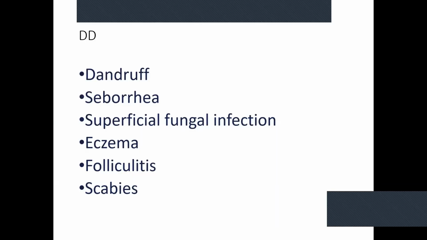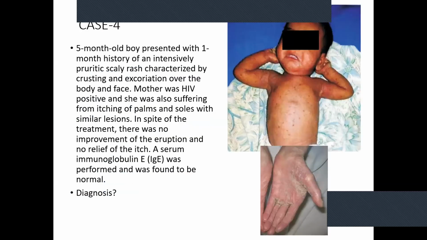Coming to the next case, a 5-month-old boy presented with a 1 month history of intensely pruritic scaly rash, characterized by crusting and excoriation over the body and face. The mother was HIV positive, also suffering from itching of palms and shoulders with similar lesions. In spite of the treatment, there was no improvement of the eruption and no relief of itch. A serum immunoglobulin Ig was done, which was found to be normal. So this is the image showing the child as well as the mother.